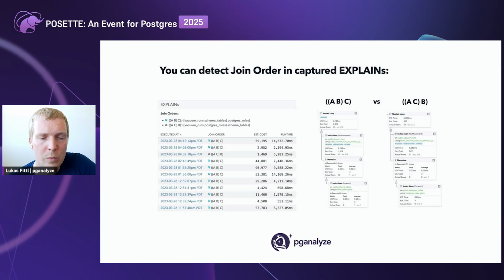One of the things you can do, and we've done some prototyping around this ourselves at pganalyze, is you can detect the join order in captured explains. So imagine you use auto_explain, you're looking at all the slow execution outliers. You can actually analyze which join order is being used by your queries.